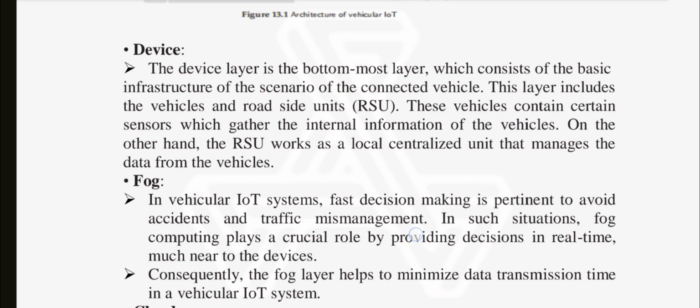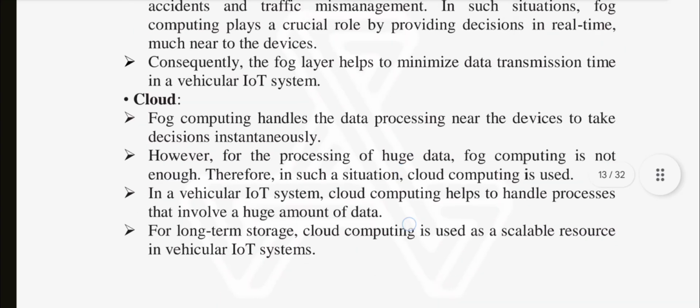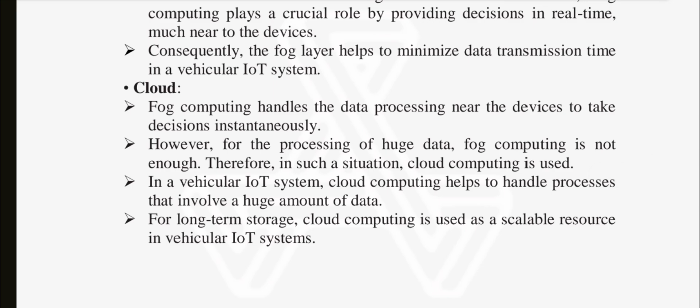Fog: in vehicular IoT systems, fast decision making is pertinent to avoid accidents and traffic mismanagement. In such situations, fog computing plays a crucial role by providing decisions in real time, much nearer to the devices. Consequently, the fog layer helps to minimize data transmission time in a vehicular IoT system.